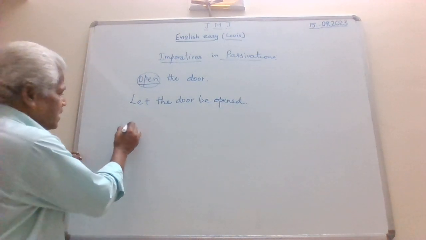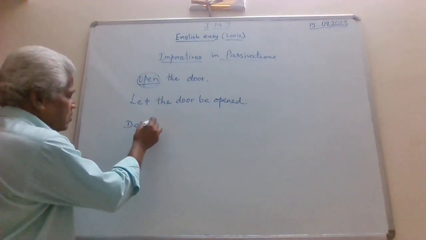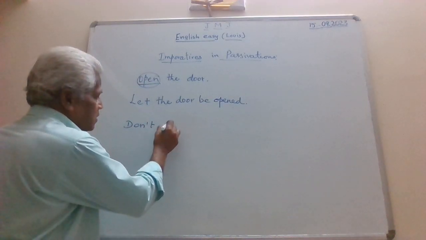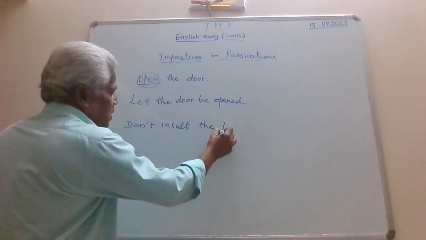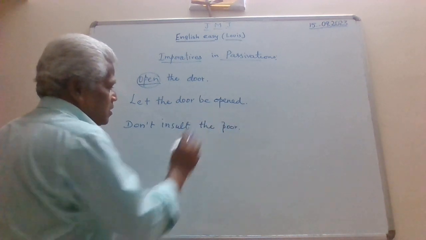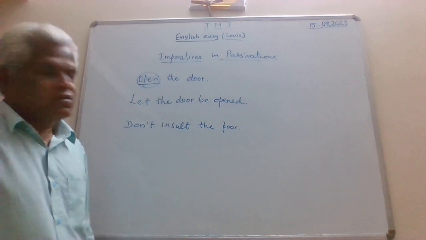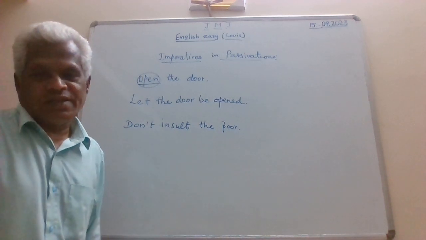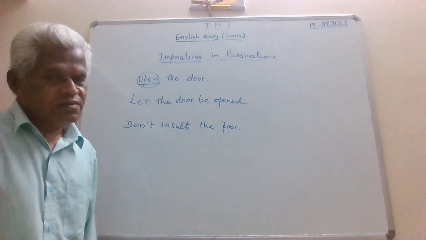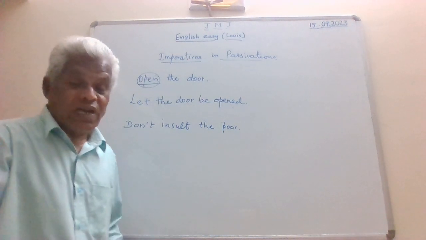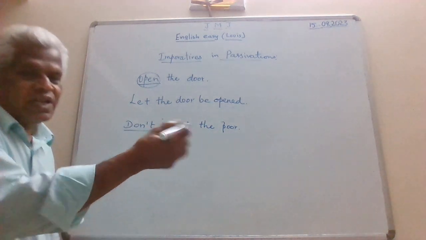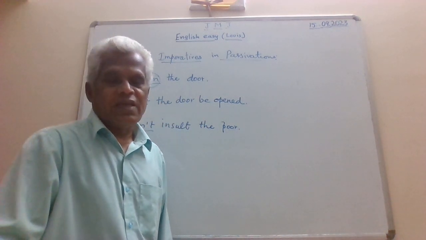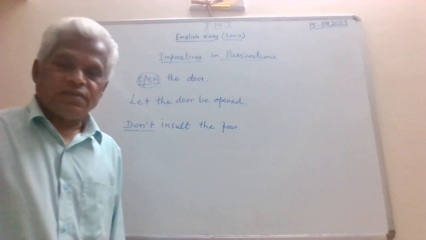Now, let me write another sentence. Don't insult the poor. What is this sentence here? This is also an imperative. This is an order, beginning with the verb don't. Negative connotation. Negative sentence.